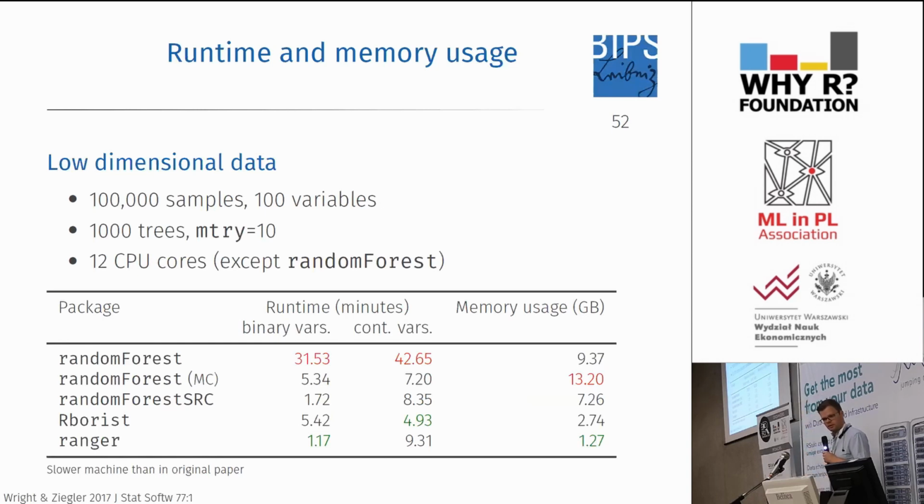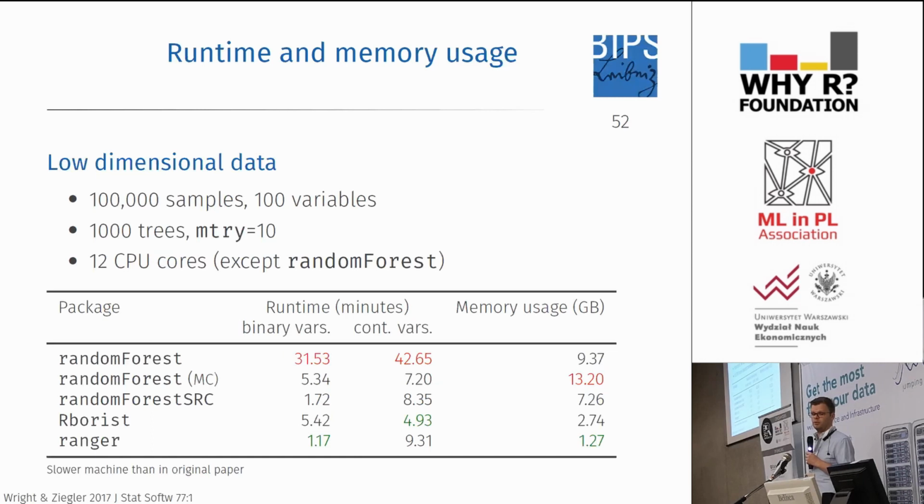randomForestSRC is not performing so badly. Arborist is very fast on continuous variables, but ranger is not. You see in the second column that for continuous variables, Arborist is the fastest, but in the first column for binary variables, or generally for categorical variables, ranger is fastest. And ranger uses the lowest amount of memory here.